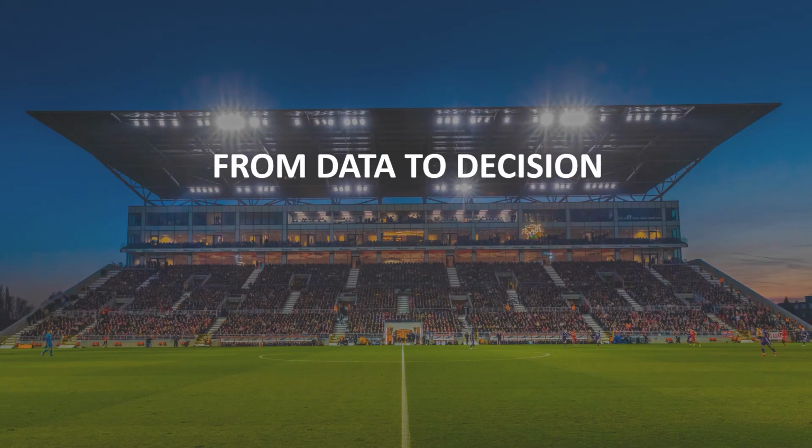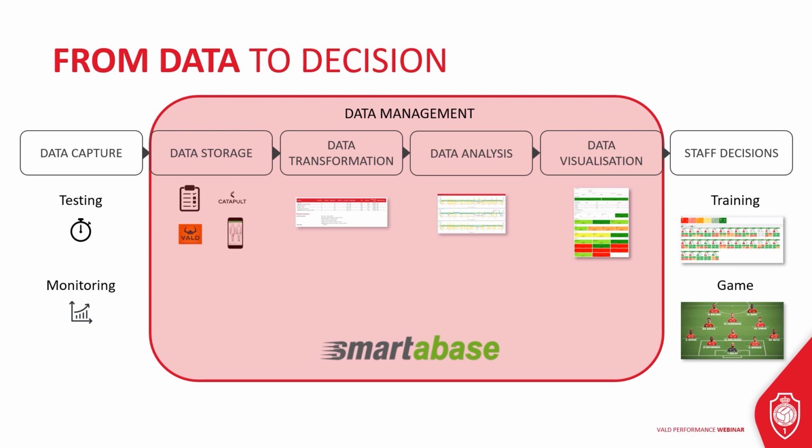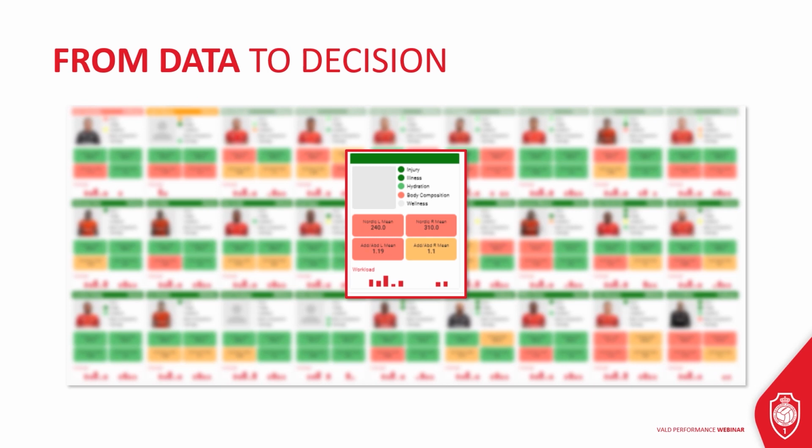These are some examples of how we deal with our data to make it possible for the technical staff to make an informed decision upon our data management. So again, one more time, the framework from data capturing until the staff decisions. And so in the end, after the whole data management process, we deliver this sheet to the technical staff with all the players with the respective color.